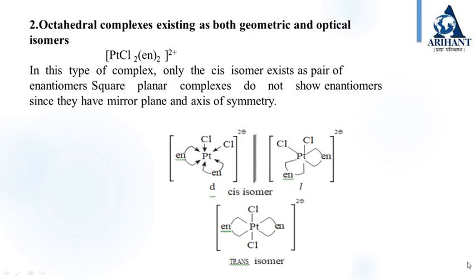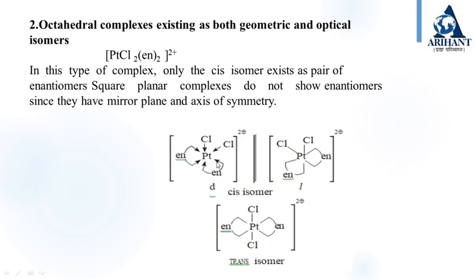Look at this. There are two chlorine and two ethylenediamine molecules. So in cis, two chlorines are adjacent to each other. So we will get the mirror image. So it will be a non-superimposable mirror image of each other. So they are enantiomers. What is meant by non-superimposable mirror image?